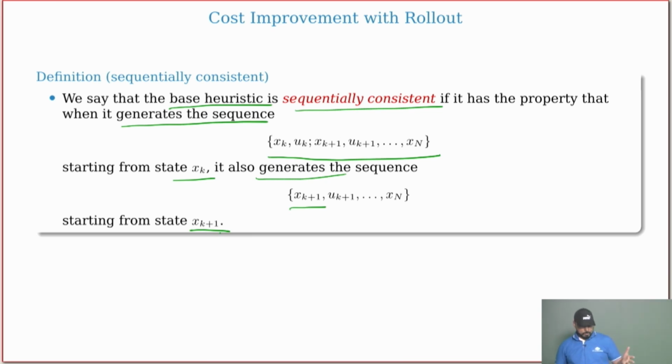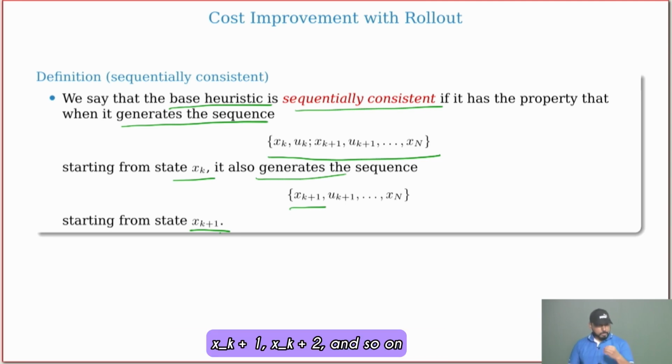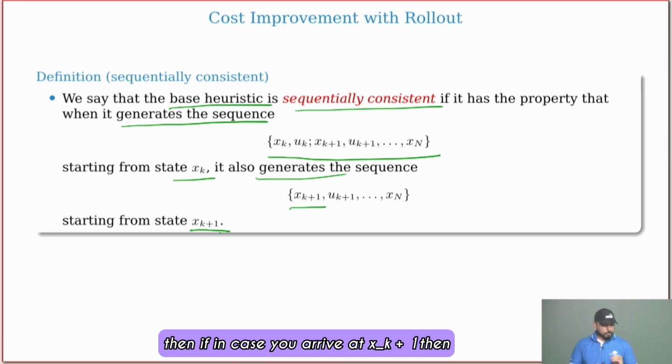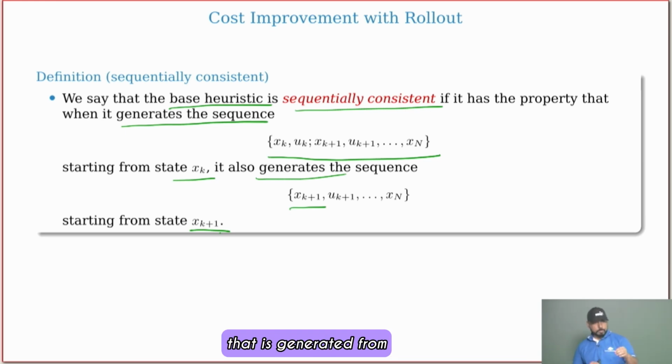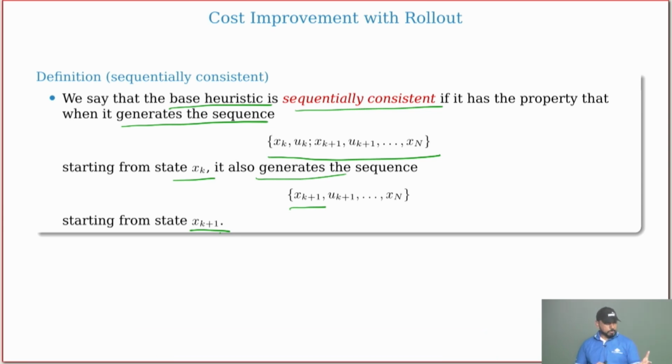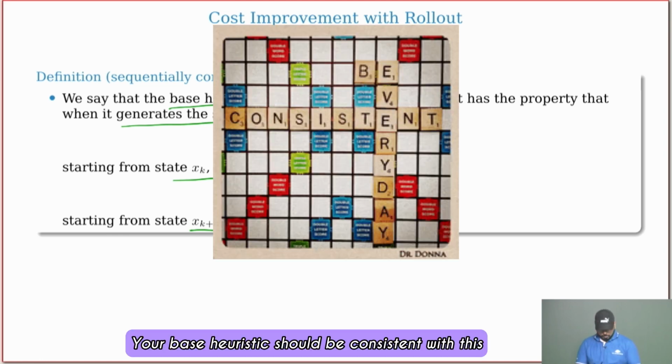This may sound like a very trivial thing, but what it says is that sequential consistency should be maintained. If your policy from k generates xk plus 1, xk plus 2 and so on, then if you arrive at xk plus 1, from there onwards it should produce the same sequence that it generated from xk onwards. There should not be a change in the behavior of the base policy when you arrive at a future location. Okay, so this is what it means by sequential consistency. Your base heuristic should be consistent with this.